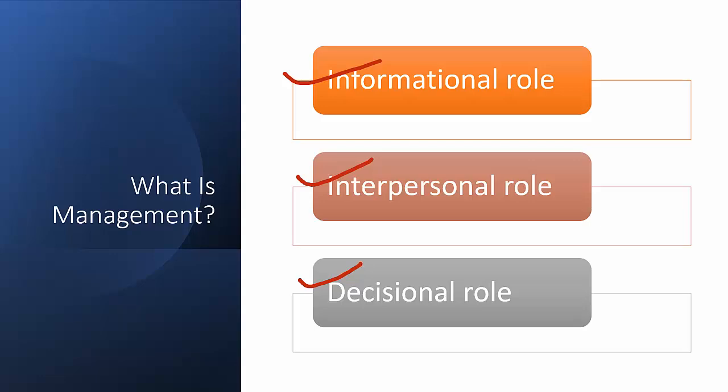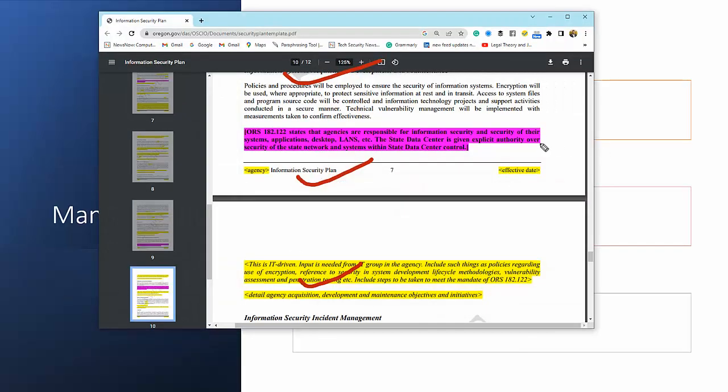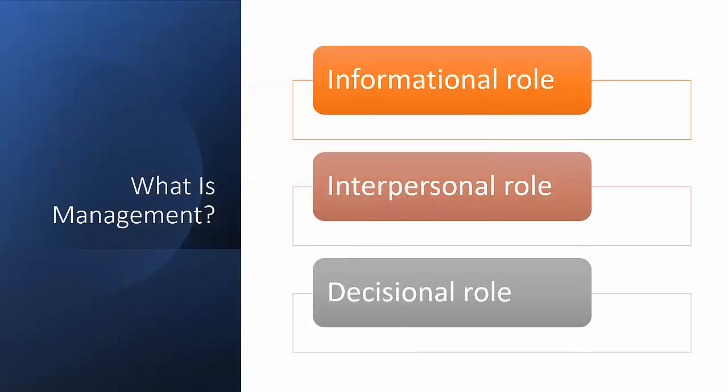Now, if you take an example of the informational role, it is actually referenced from multiple books. If I take an example of informational role, they act like a monitor, disseminator, and spokesperson. They are called informational roles.